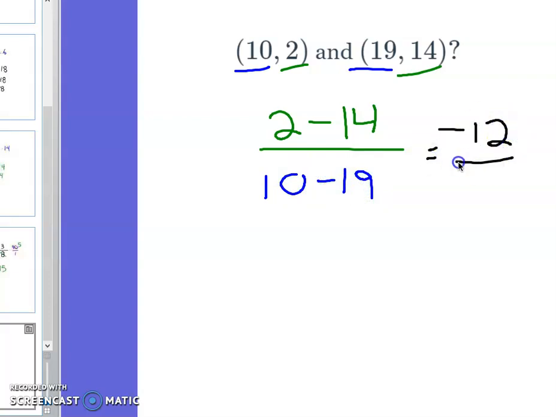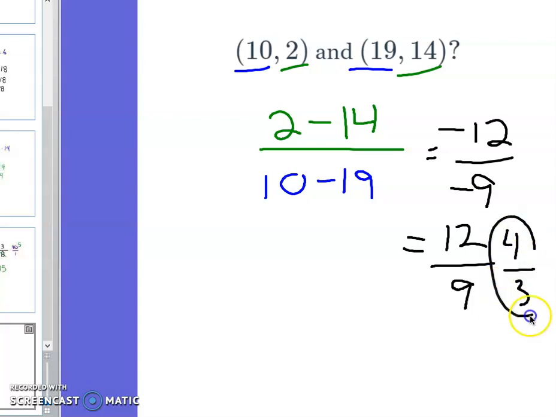12 over negative 9, okay, which is the same thing as positive 12 over positive 9, okay, but it wants it in simplest form. So both 12 and 9 are divisible by 3, so we're going to get 4/3 as my answer.